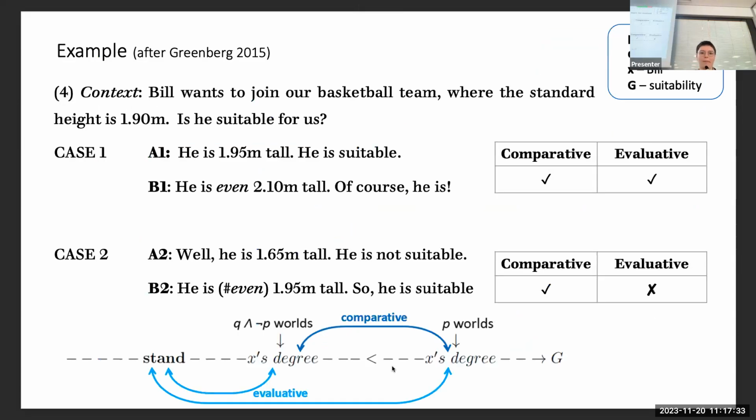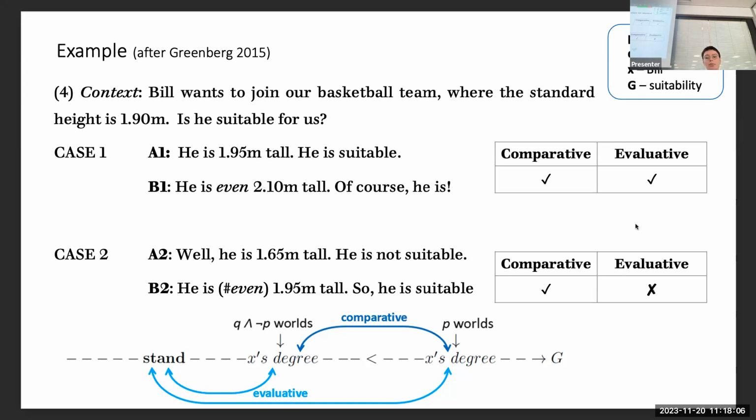Let's have an example. The context is: Bill wants to join the basketball team where the standard height is 1.90 meters. The question is, is he suitable for us? We're going to consider two cases here. Case one: A, he is 1.95 meters tall, he is suitable. B, he is even 2.10 meters tall, of course he is. Here we can see that "even" is felicitous in this case. Why? Because both components are satisfied.